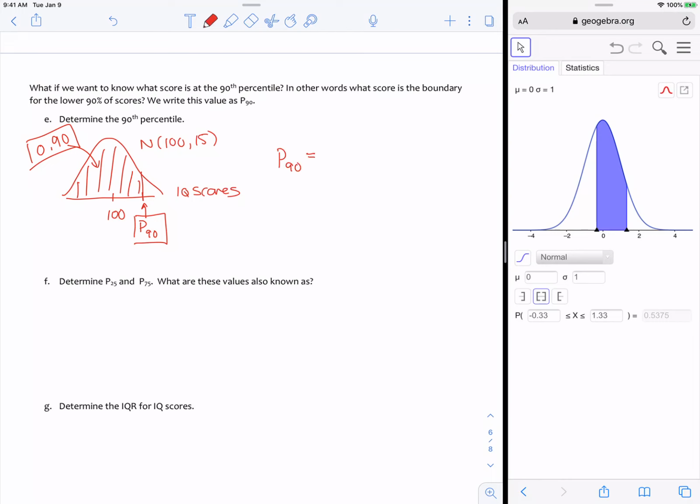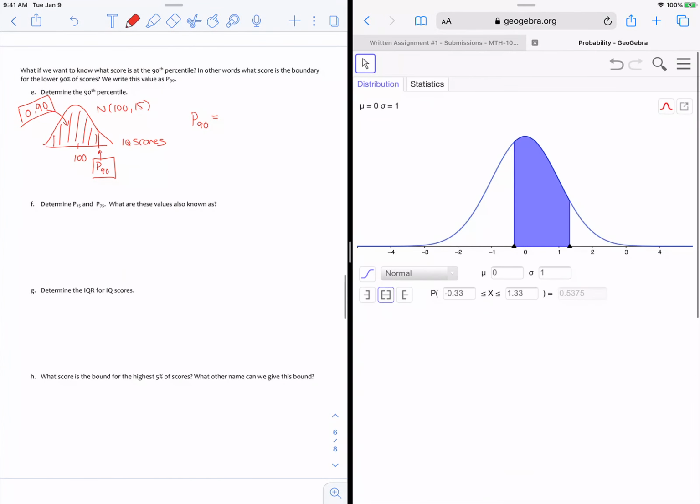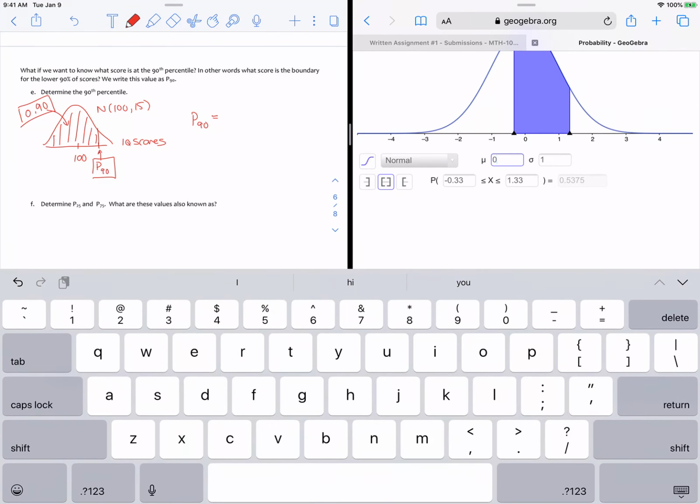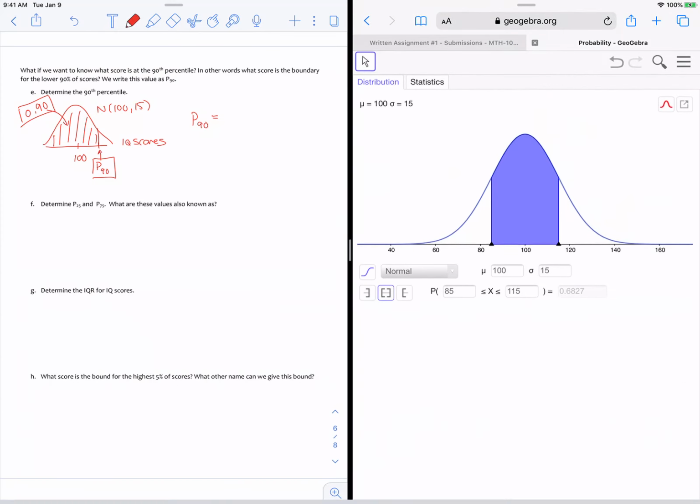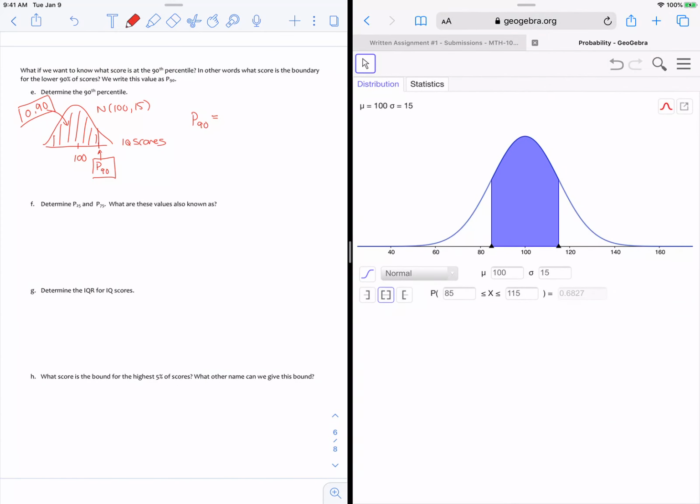So long as I have this labeled in the picture, then my statement that P90 equals is going to be nice and straightforward. So in GeoGebra, to find that bound, remember what we have here right now is 0 and 1 for our parameters, and that's in reference to z-scores, but we don't want to know the z-score for the 90th percentile. We want to know the actual score on the test. So this is the case where we're going to change from 0 and 1 to the actual mean and standard deviation for the distribution.